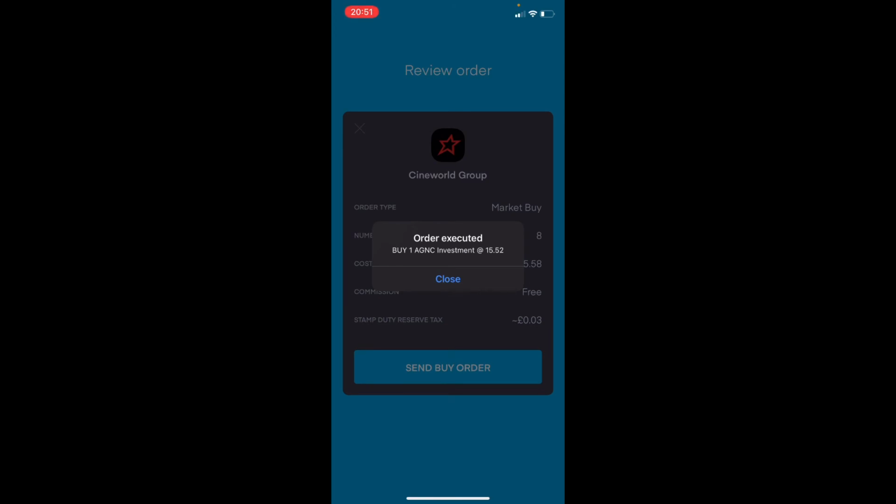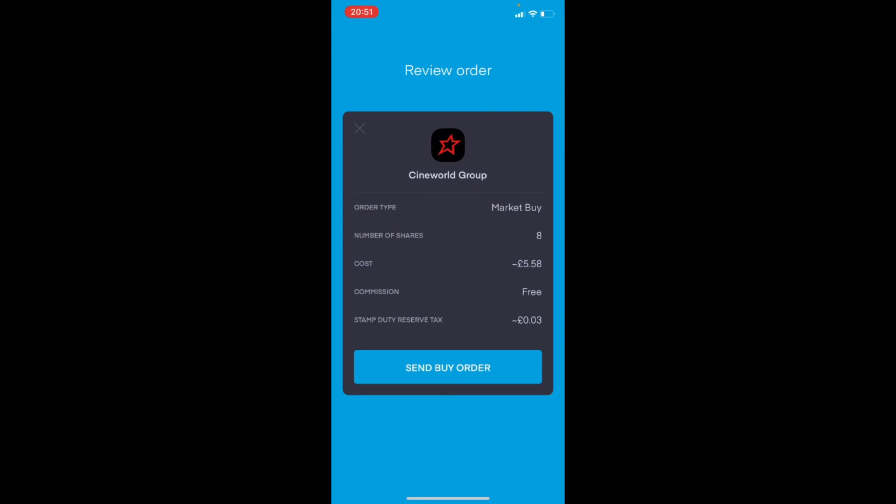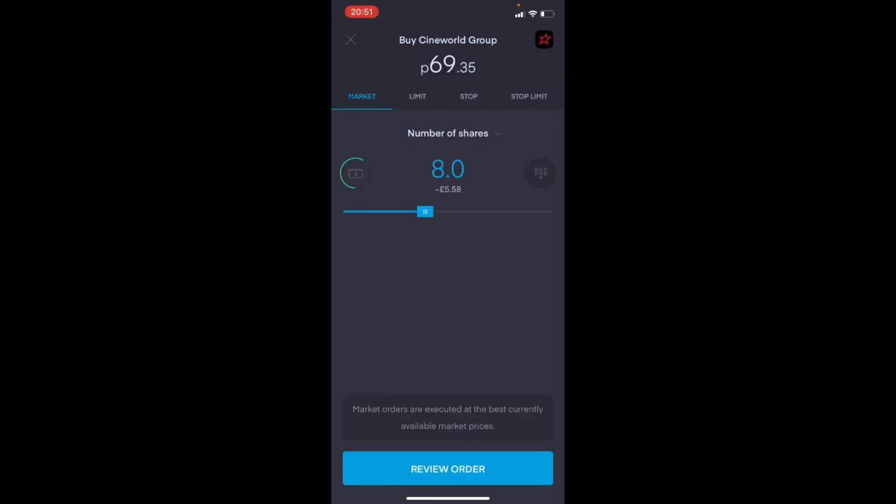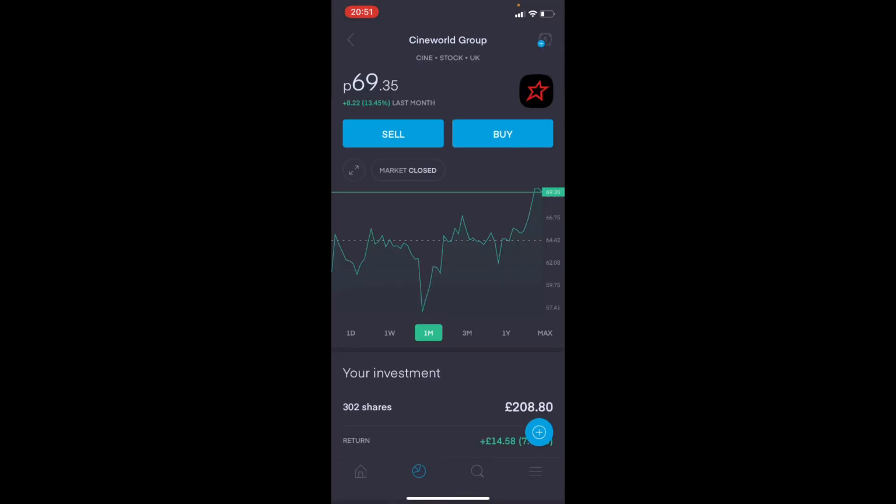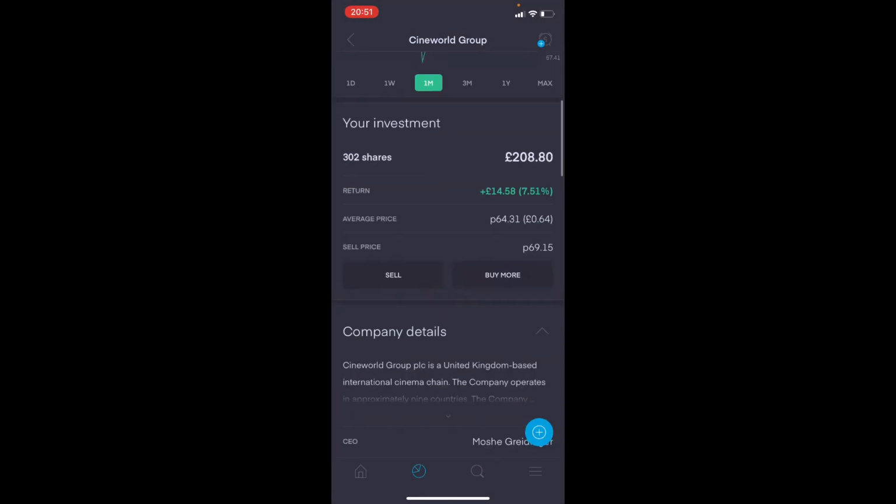You'll see here it's just flashed up to say that the purchase of one AGNC Investments share at £15.20 has been executed. That is because the American market is open right now, whereas this Cineworld one would not go through until Monday. So I'm not going to purchase it now, but that gives you an example of that. So I hope that gives you a good idea of how to invest money.